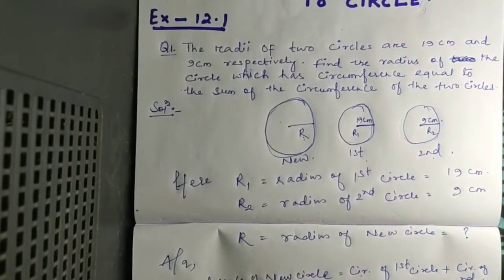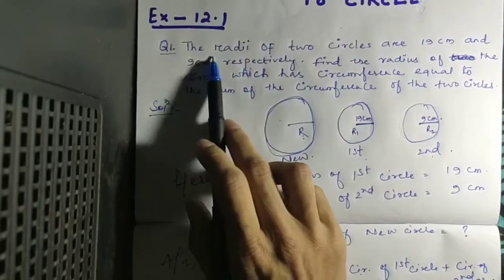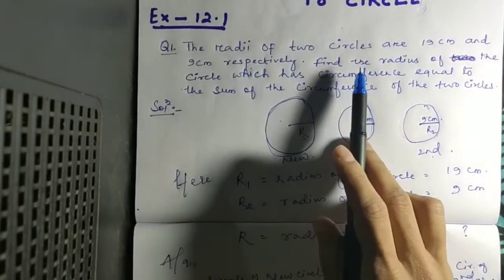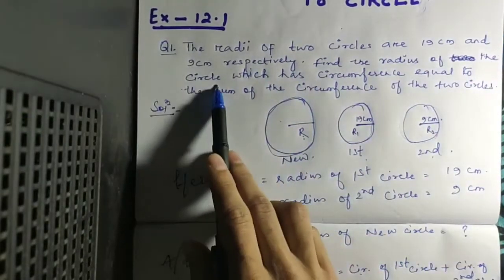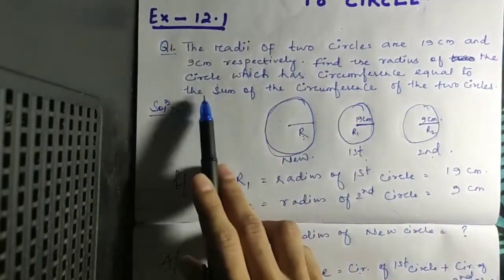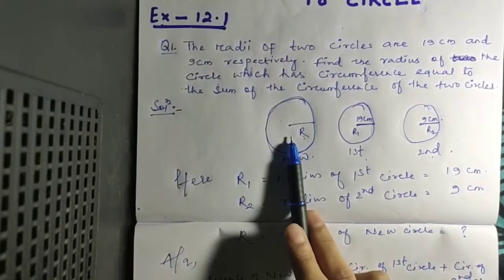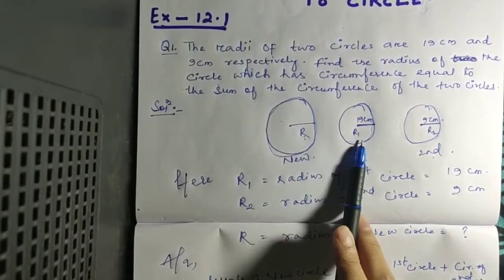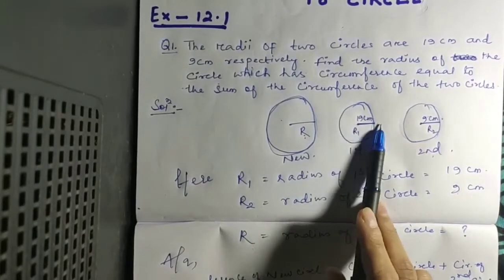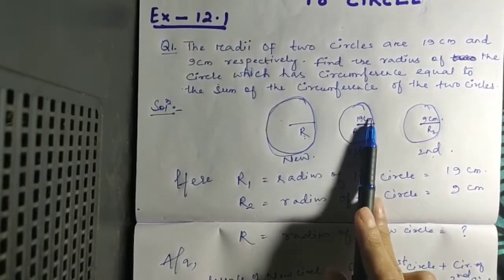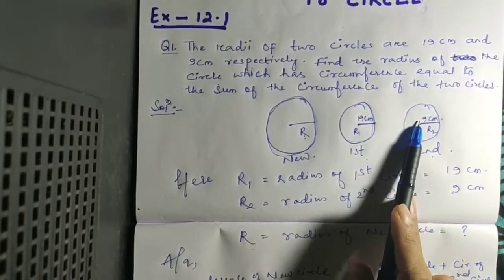Again, let's see what the question says. The question said that the radii of the two circles are 19 centimeter and 9 centimeter. Find the radius of the circle which has circumference equal to the sum of the circumference of the two circles. So this is the first circle with the radius r1 and the second circle with the radius r2. The radii are given: r1 is 19 centimeter and r2 is 9 centimeter.